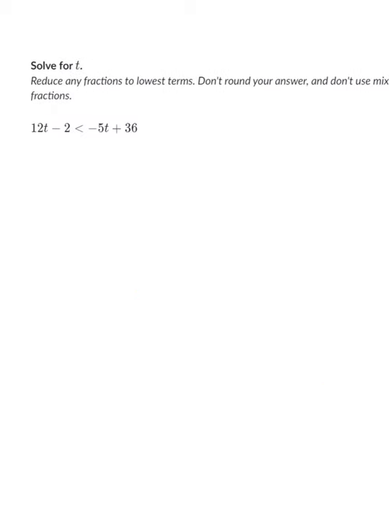All right, here's another example. This time we're solving for t. Again, the directions are the same. Reduce any fractions to lowest terms. Don't round your answer, and don't use mixed fractions. Fine, I can follow those directions. We have 12t minus 2 is less than negative 5t plus 36.